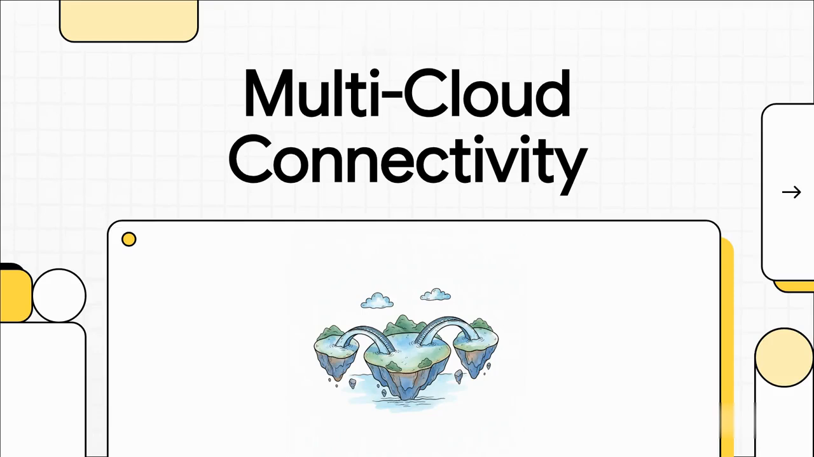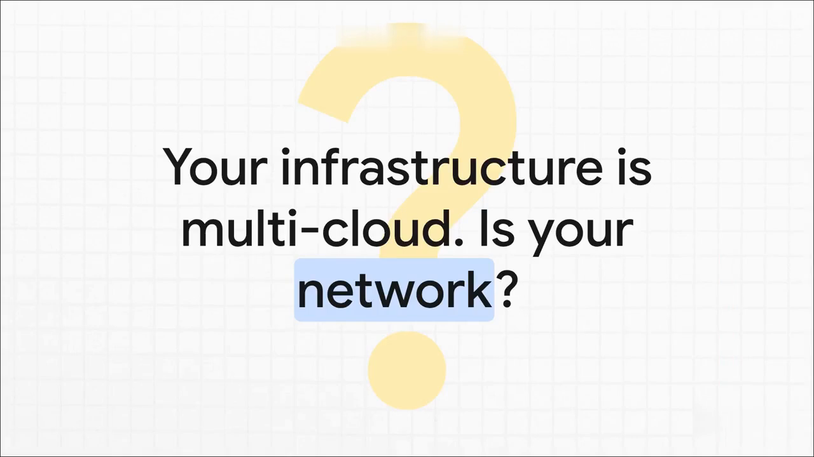All right, let's dive into a topic that's on pretty much every senior architect's mind these days. How in the world do you build a network that actually connects your multi-cloud world? So look, your infrastructure is already multi-cloud, right? You've got apps on AWS, data sitting in Azure, maybe your machine learning workloads are humming away on GCP. That's just smart strategy. But here's the real question. Did your network get the memo?